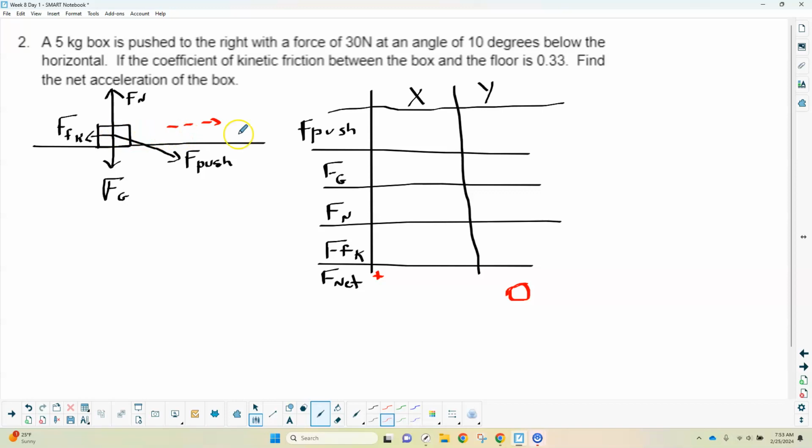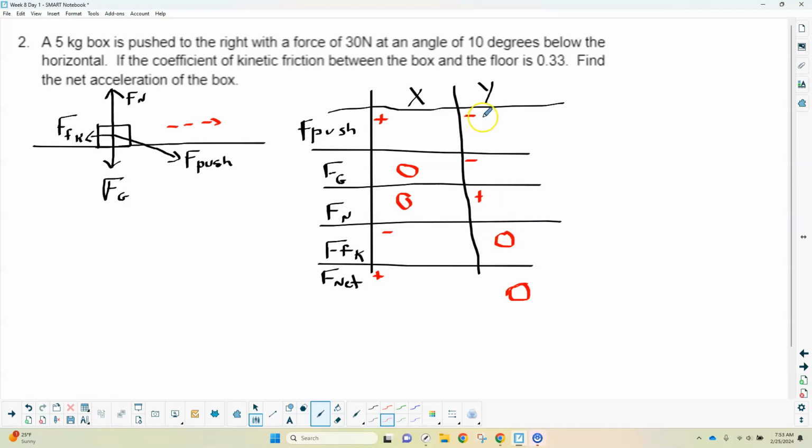The pushing force is definitely going to the right in my diagram, so that's a positive. It's also going down, so that's a negative in the y. Gravity is 0 in the x and negative in the y. Normal force is 0 in the x and positive in the y. The friction force is negative in the x because it's opposing motion and it's not going in the y direction.